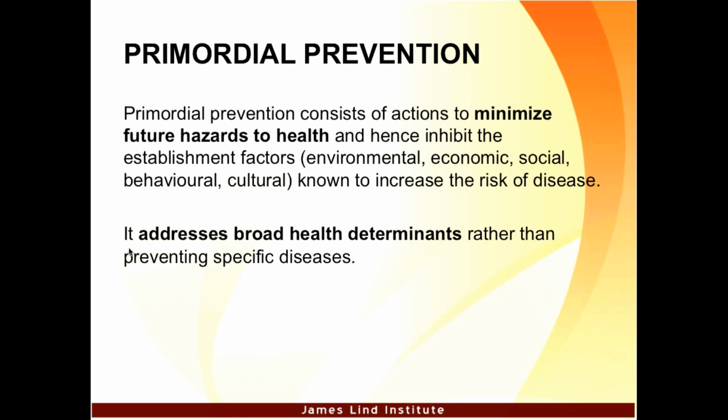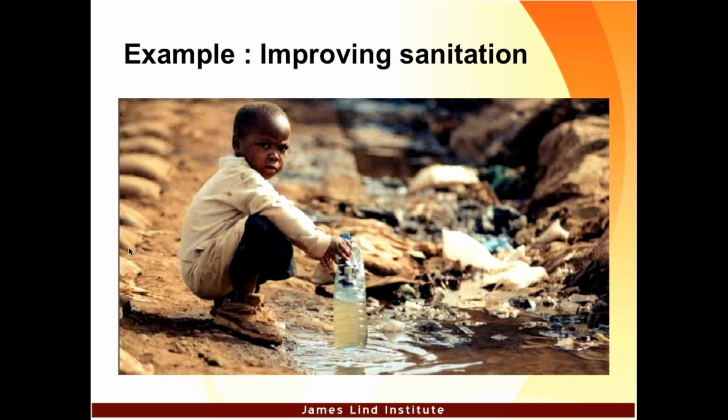Let's think about this in terms of examples, because it's a lot easier to understand when we think of examples. One good example would be improving sanitation. This kind of intervention is not specific to the elimination of any particular disease or outcome, and in fact will have multiple positive health outcomes. It would affect many causes of diarrhea, for example. It can also prevent exposure to toxins that can come through water that isn't properly managed. So you can see it's not specific to one disease, and it's quite a general broad health determinant, having proper sanitation.